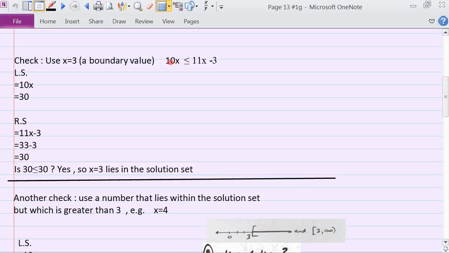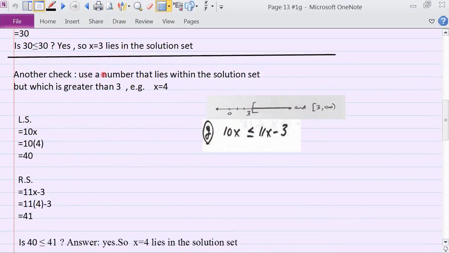And then we ask ourselves, by replacing the 10x here, and replacing the expression here, when x is 3, is that true? So both the left side and the right side are 30, so we say is 30 less than or equal to 30? 30 is equal to 30, so it is true. So x equals 3 lies within the solution set.